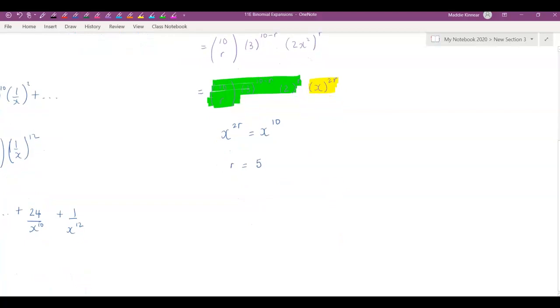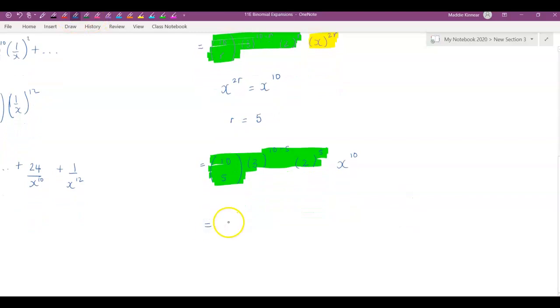What we do now is we put that back in. So if r has got to be 5 in this case, then if we substitute that in, we can find the coefficient. So we get 10 choose 5 times 3 to the 10 take 5 times 2 to the power of 5 times x to the power of 2 times 5, which is 10. So this green section, if we type it all in on our calculator, that will actually give me the coefficient of x to the power of 10. So if we type that all in on our calculator, we actually end up with the following. And this here is my coefficient of x to the power of 10.